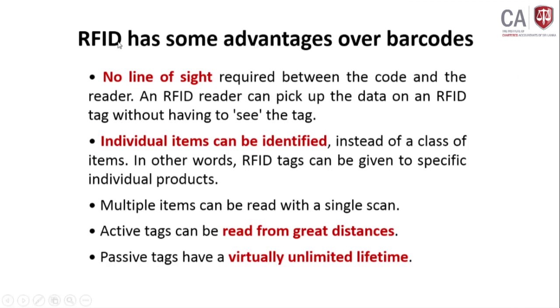What is the difference between RFID and the barcode will be highlighted here. No line of sight is required between the tag and the reader. In the barcode, you have to scan it by placing the reader. But in RFID, the reader automatically generates the radio frequency, and you don't need to place the scanner in front of the tag. So no line of sight is an advantage when comparing with the barcode.